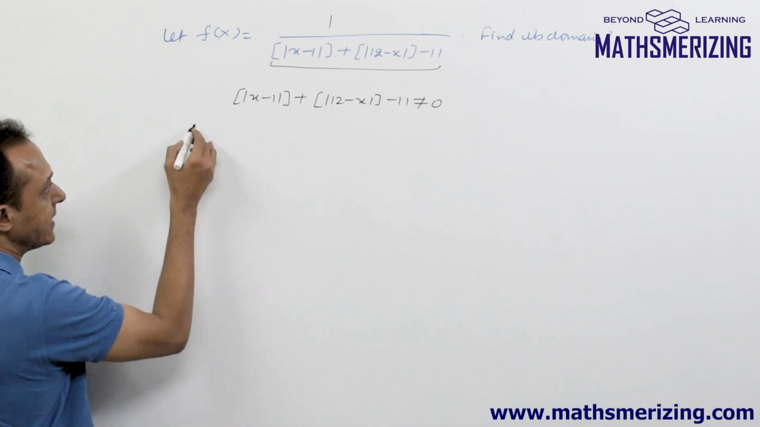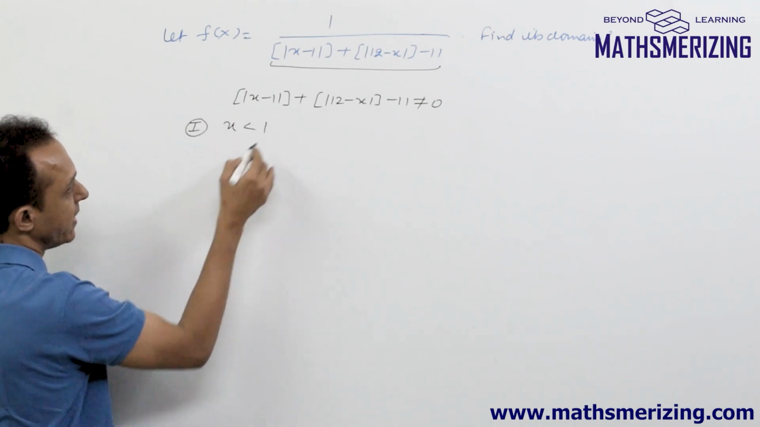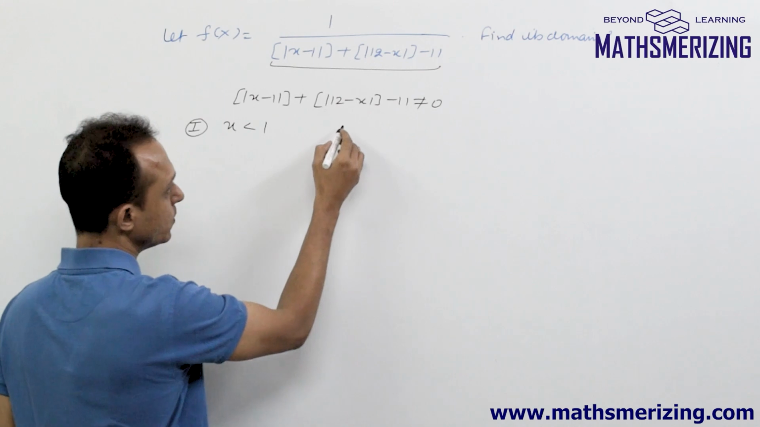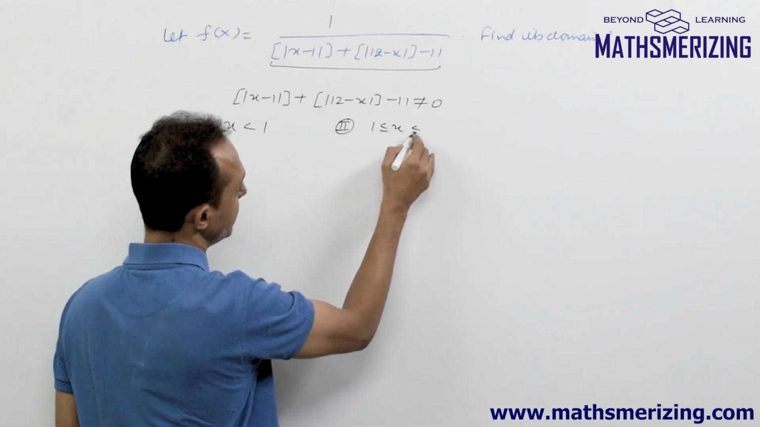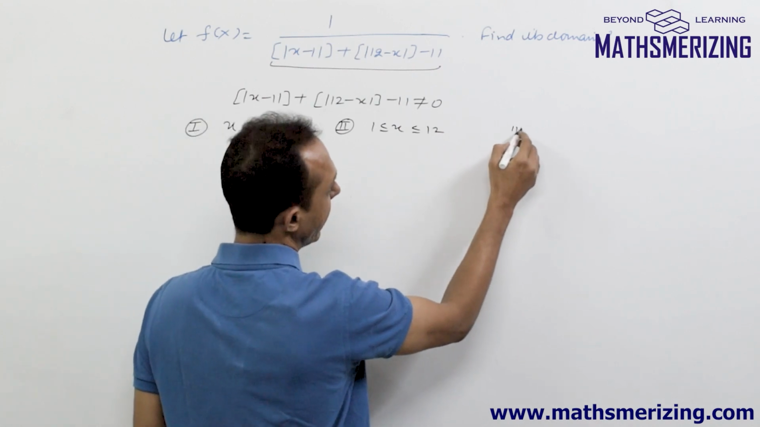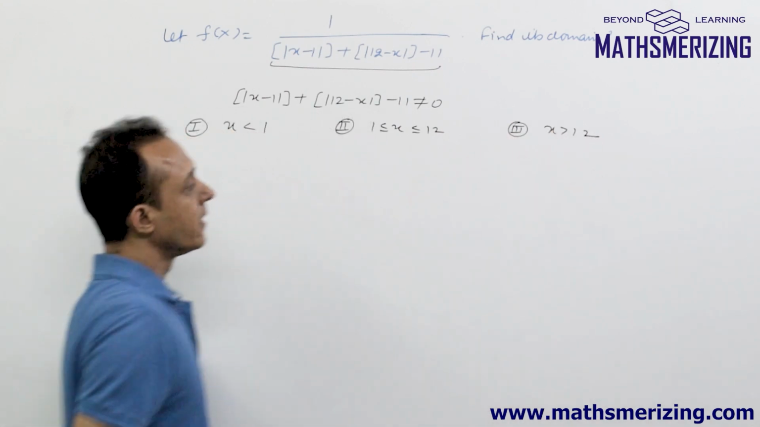Now what I'll do is I'll take three separate cases. Case 1, when x is less than 1. Case 2, when x lies between 1 and 12, and the third case, when x is greater than 12.